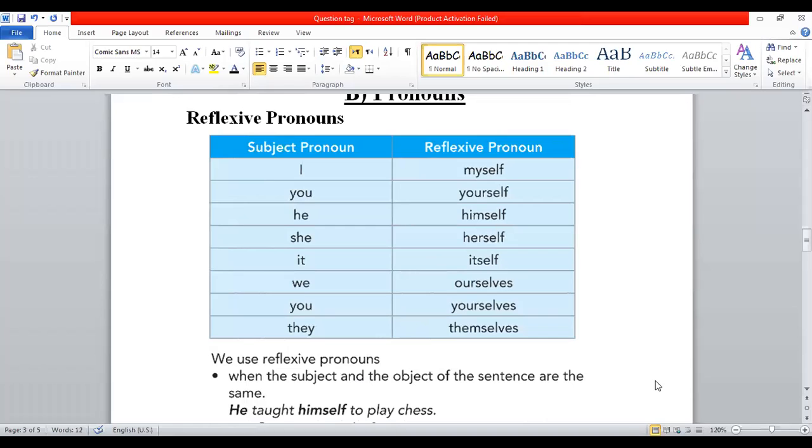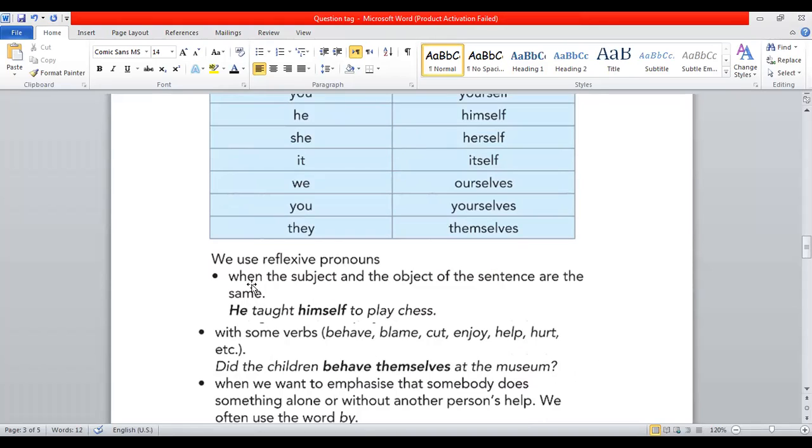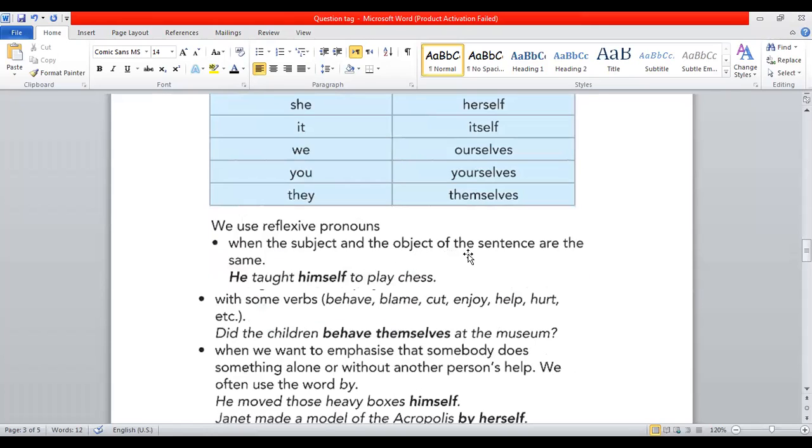So we use reflexive pronouns when the subject and the object of the sentence are the same one. Like, he taught himself to play chess. So he and himself are only one person. Okay, they are the same person.